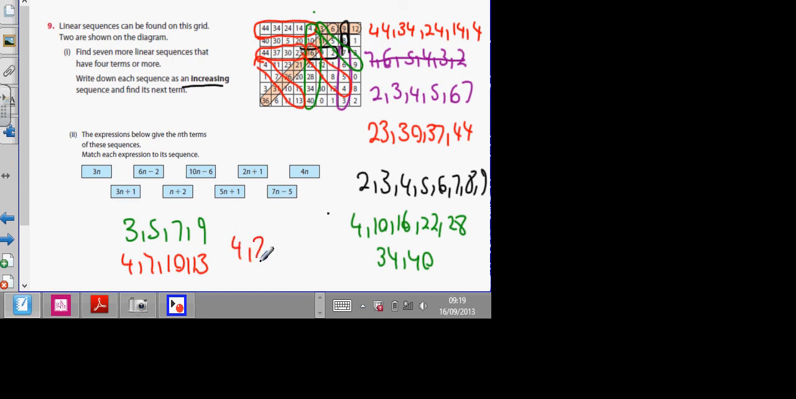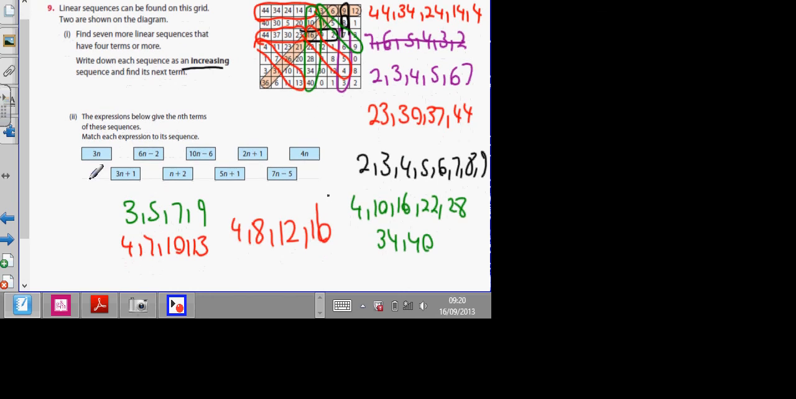Okay guys, I think we all get the gist of what we're looking for here. It's getting horribly messy there, so you just gotta keep track of what you're doing. A straight line is the best way of doing it. Okay guys, the expressions below give the nth term of these sequences, matching each expression to its sequence. Okay, this is a difficult one.